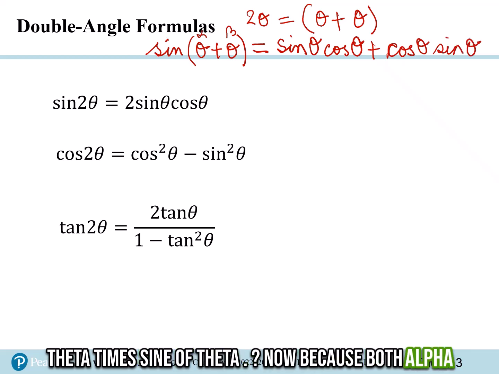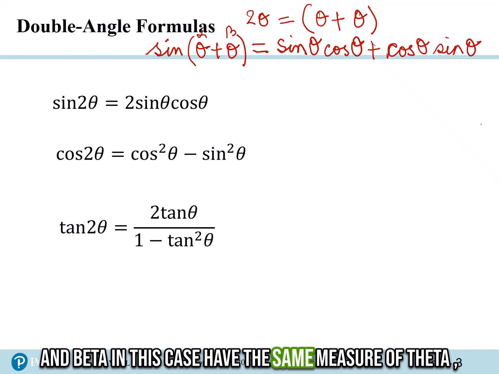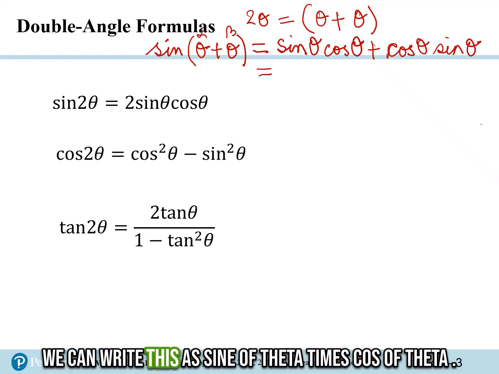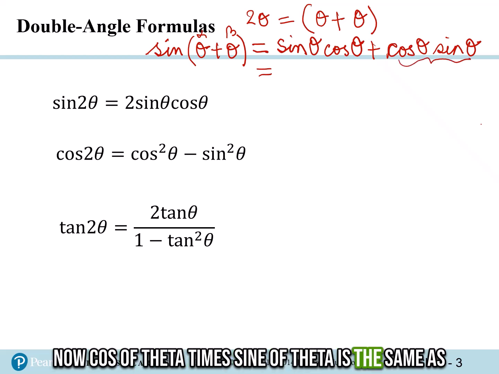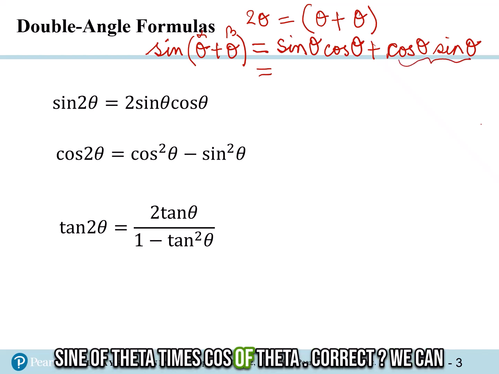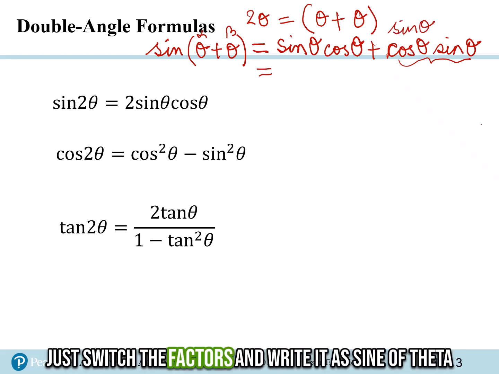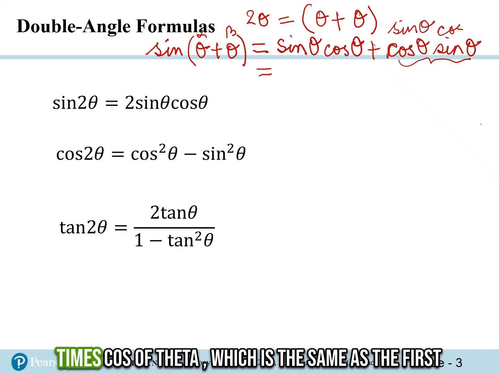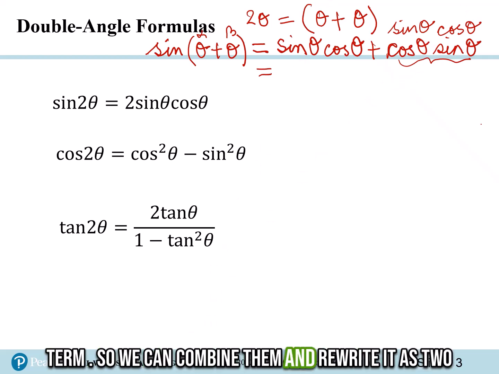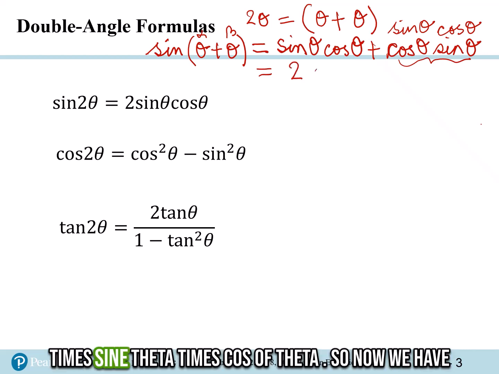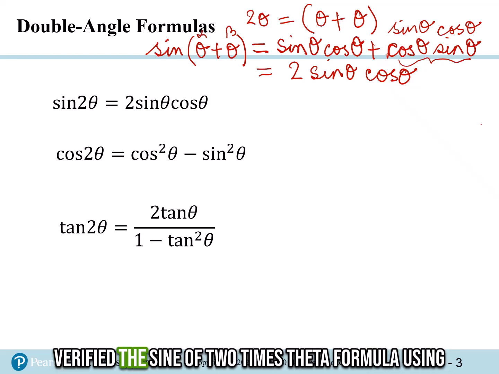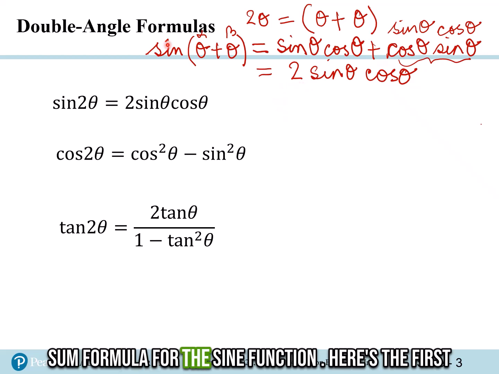Now, because both alpha and beta in this case have the same measure of theta, we can write this as sine of theta times cos of theta. Now, cos of theta times sine of theta is the same as sine of theta times cos of theta, correct? We can just switch the factors and write it as sine of theta times cos of theta, which is the same as the first term. So we can combine them and rewrite it as 2 times sine theta times cos of theta. So now we have verified the sine of 2 times theta formula using the sum formula for the sine function.